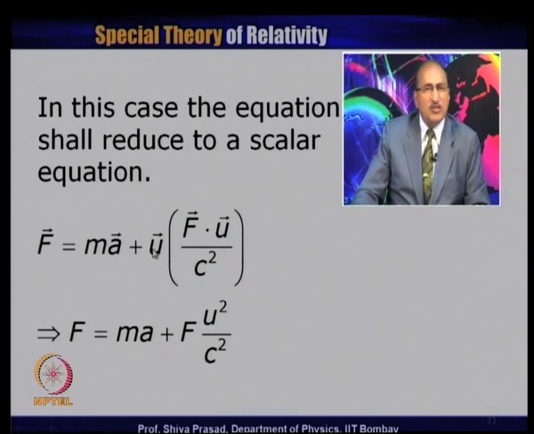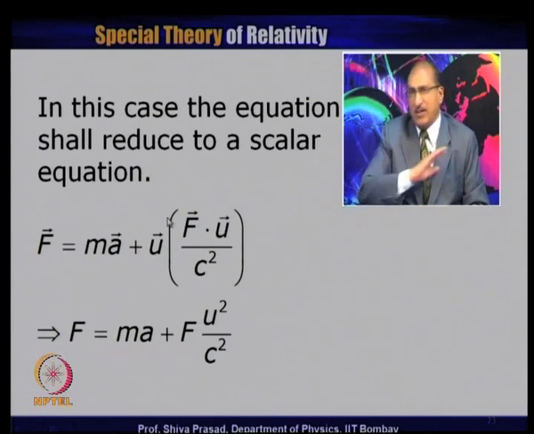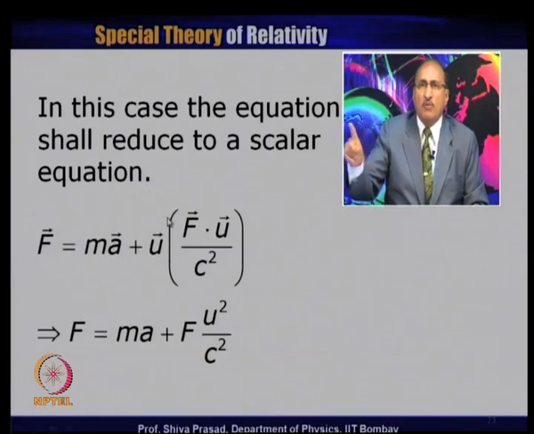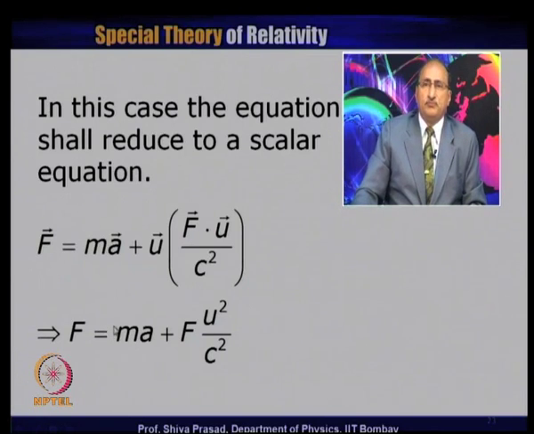Everything is in the same direction, so I can just write F multiplied by u square, of course divided by c square, and this a also I can write without vector sign, because I realize that everything is in the same direction. There is only one particular motion, only in one particular direction. So I can write this equation in a scalar form: F is equal to ma plus F multiplied by u square by c square.